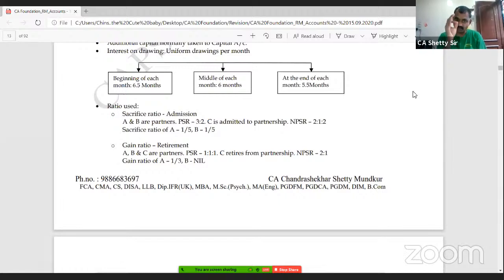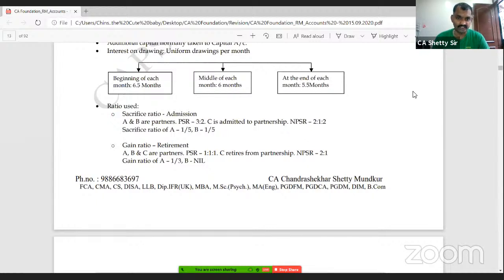Example 2. I want to continue. Let us finish the goodwill on admission right now. Example 2. X and Y. Look at the beauty. The old ratio is 7:2. No doubt CA students may be knowing it, but some of my new friends may not be knowing it. So 7:2, and the new ratio is equal.